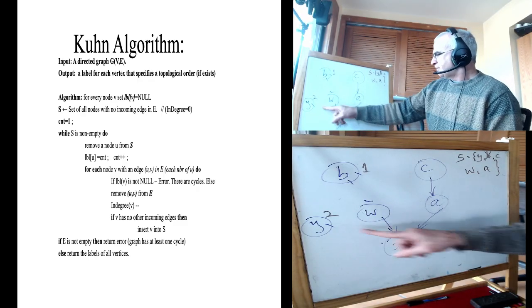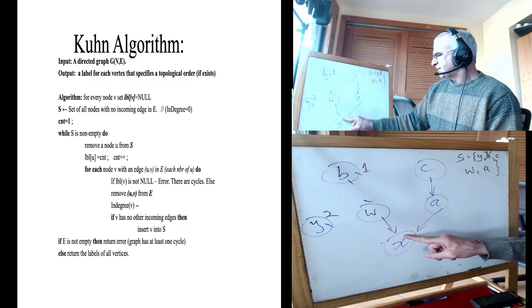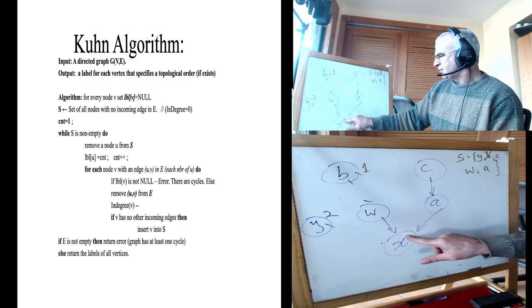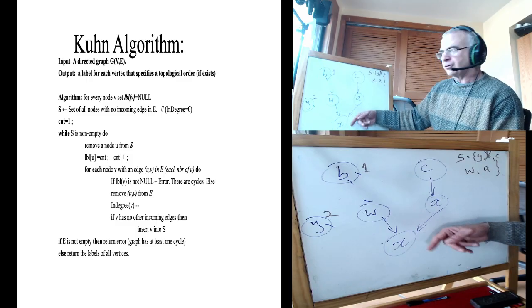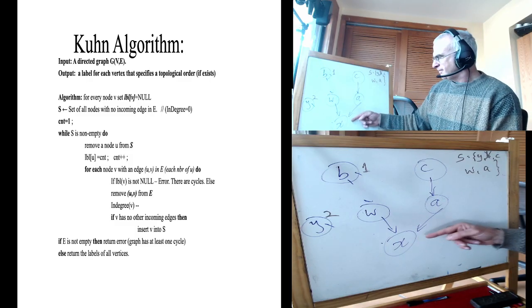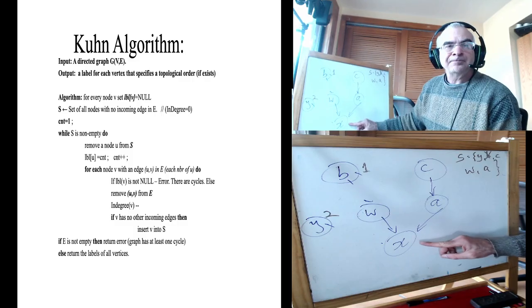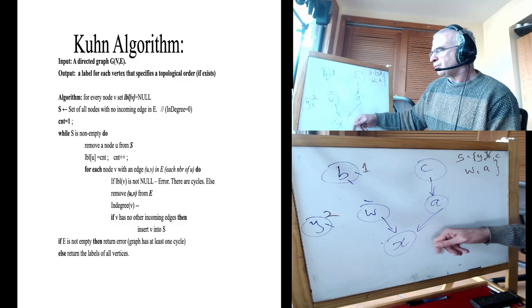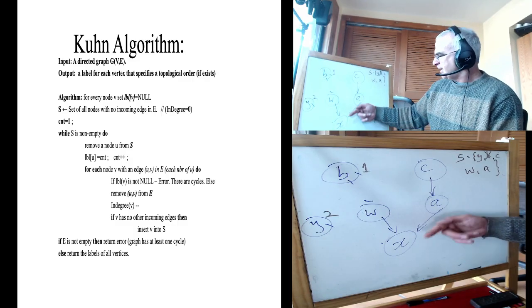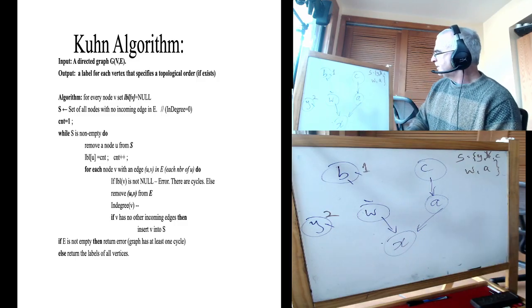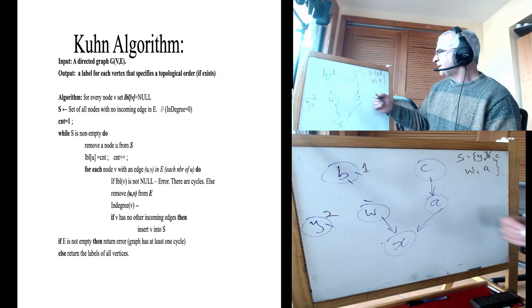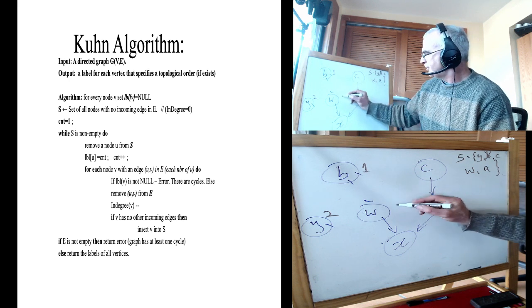And of course, the in degree of X has been decreased. It used to be 3, now it's only 2. Because my trigger of realizing that I need to put a vertex in S is its in degree becoming 0. So we have 1, 2, pick now a next vertex 3, why not?